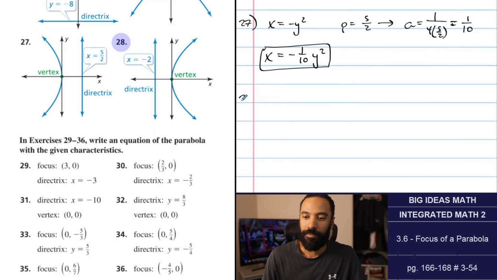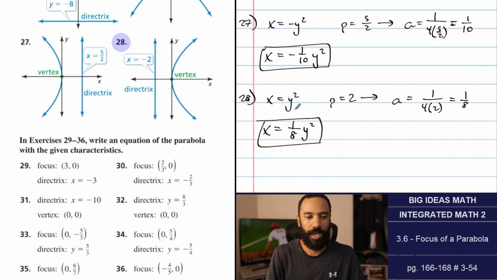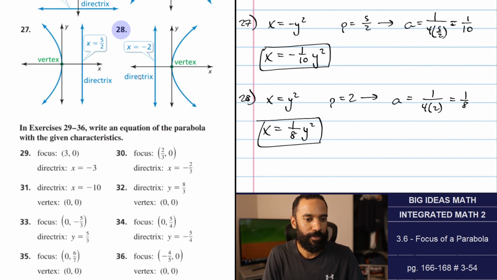That kind of thing. And then number 28, x equals negative 2 right there. Vertex is at 0, 0. So p is going to be 2. This is an x equals positive y squared equation with the p value of 2. And it is indeed actually 2, not negative 2. a equals 1 over 4p, which is 1/8. So this will be an x equals 1/8 y squared equation. Okay, and that's 25 to 28, the four fastest problems we've had so far.